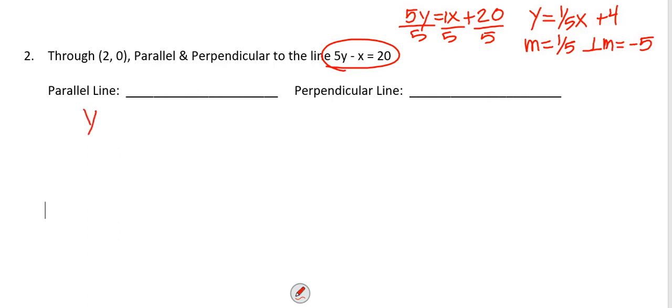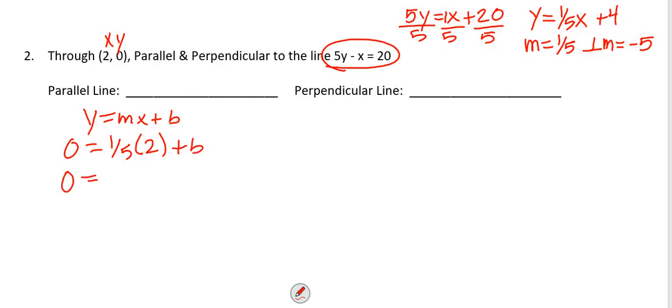So here again, we're going to do y equals mx plus b. Going to take our x and our y from right there, and we're going to pull our slope from the parallel and perpendicular slopes. So we've got 0 equals 1/5 times 2 plus b. So this is going to be 0 equals 2/5 plus b. So we're just going to subtract the 2/5 from both sides. So b is equal to -2/5. So now once again, we have our slope up here of our parallel, and we have our y-intercept. We're going to plug those into the equation. y equals 1/5 x minus 2/5.